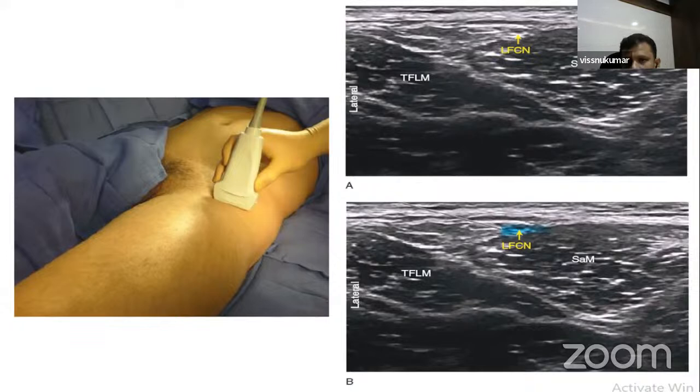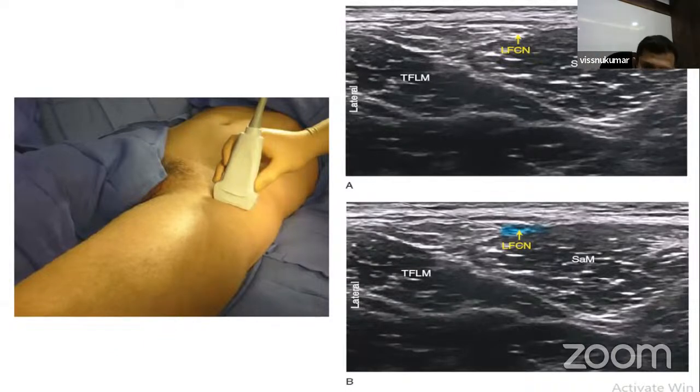If not, you can directly pierce the fascia lata, and then you can deposit the drug over the sartorius muscle so that you can see the movement, the fascial layer separating the sartorius muscle, and this we'll discuss in this video. And then the patient will get excellent relief.